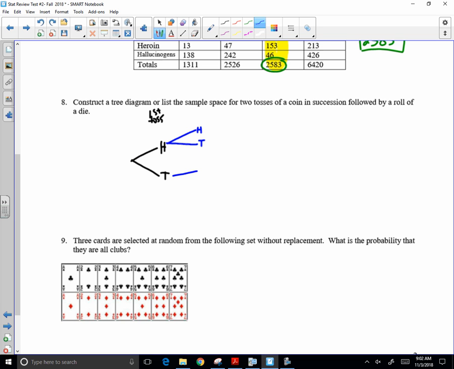Or maybe the first toss gave me a tails. Now I have a possibility of getting a heads after the tails or a tails after the tails. All right. So that's your normal breakdown for two tosses of a fair coin. Then I have to roll a die, a six-sided number cube.